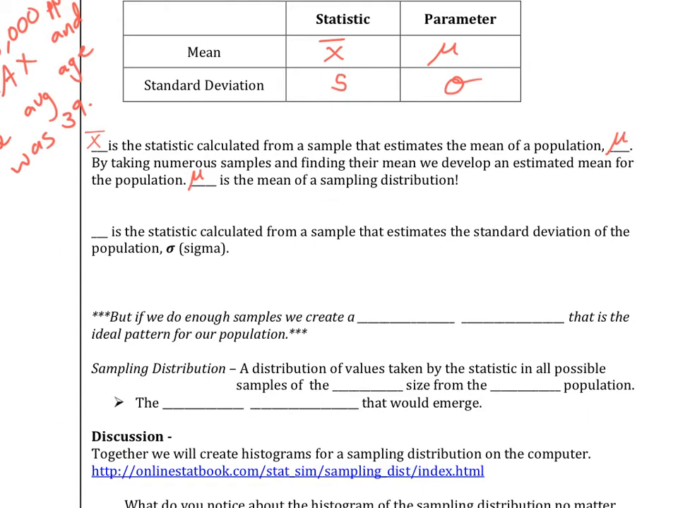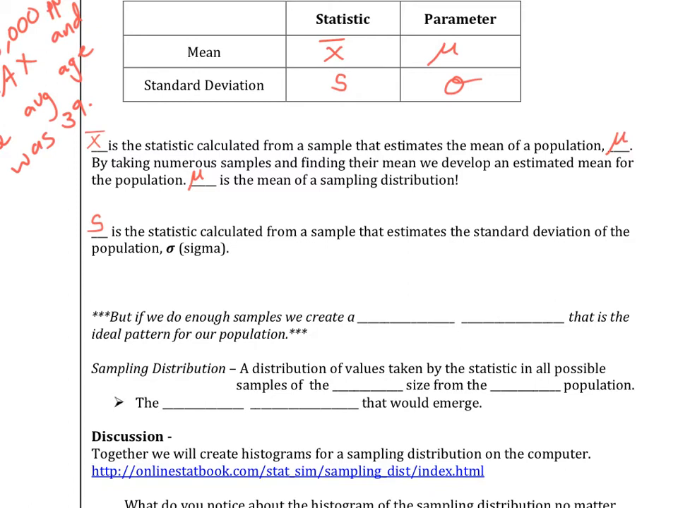So it'll be like if we're talking about age of high school kids. You can find the average age of high school kids from Logan, and then the average age of high school kids from West Salem, and then the average age of high school kids from Stevens Point. And if you find all these averages, those averages, when you put them together, are going to estimate the average for the entire state or the entire country. And then S is the statistic calculated from a sample that estimates the standard deviation of the population.